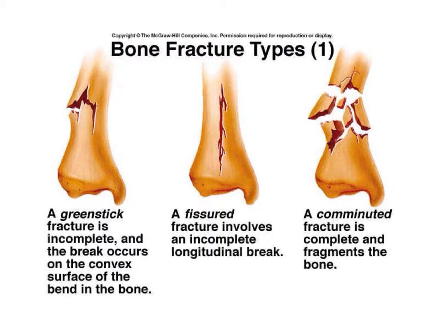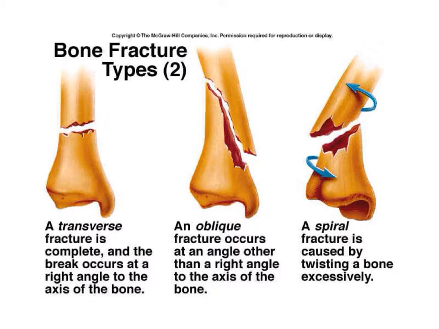Here's that comminuted that I talked to you about before, and the comminuted is just a crushing injury. A couple different other fracture types. You have that spiral, which is basically a twisting injury. An oblique, just like the oblique cut that we learned in chapter 1, that's an oblique where it's gone at an angle. And then you have the transverse that goes all the way across.